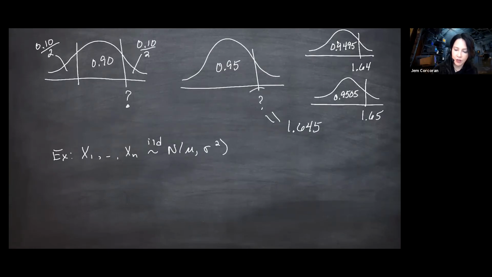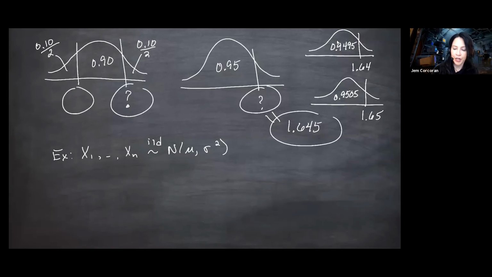We have determined that this question mark is 1.645, so that's this guy. So this guy over here by symmetry is negative 1.645. Before that, I want to do this interval based on X bar. If we start with normals, X bar is still normal. If we don't start with normals, X bar is approximately normal when n is large by the central limit theorem. The mean is mu, and the variance is sigma squared over n.